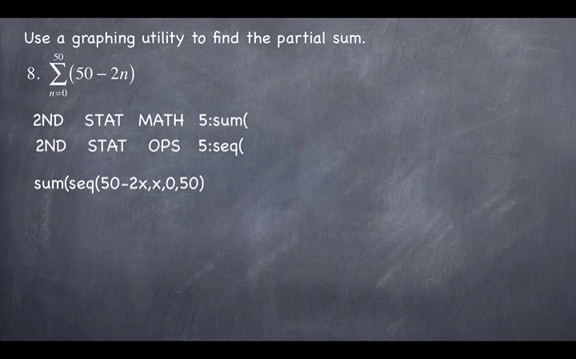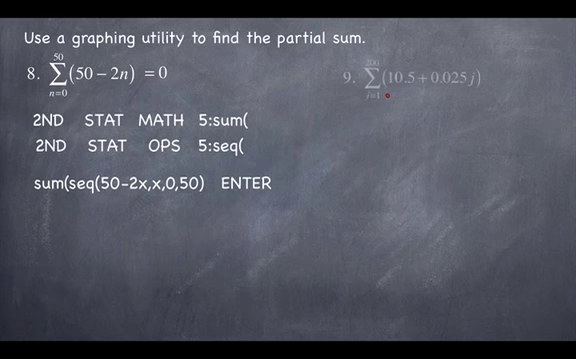Then you're going to type in this information, 50 minus 2x, which is basically this. Instead of using n, we're going to have to use x. Comma, comma, x, 0, comma, 50. Lower limit is 0, the upper limit is 50. This is where these numbers are coming from. And then you press enter, and you should have your answer of 0.